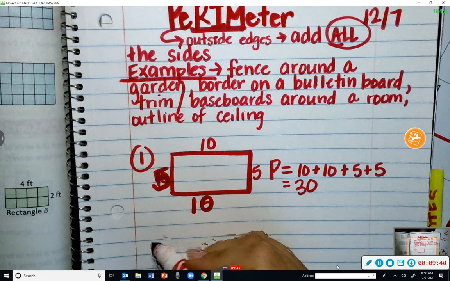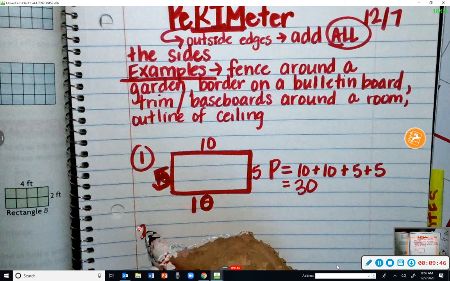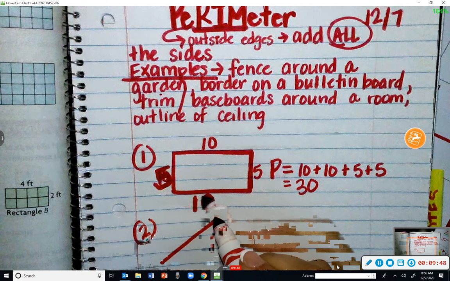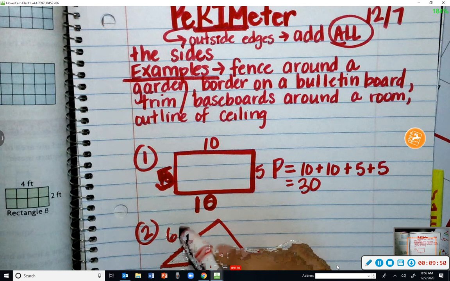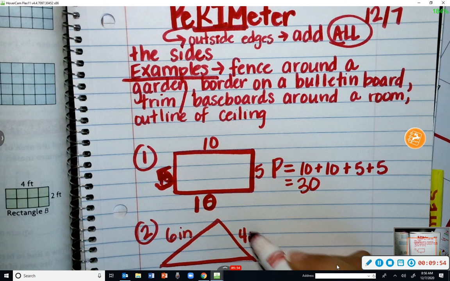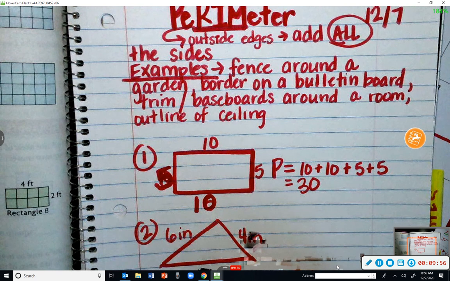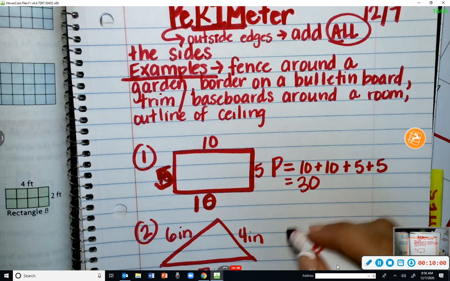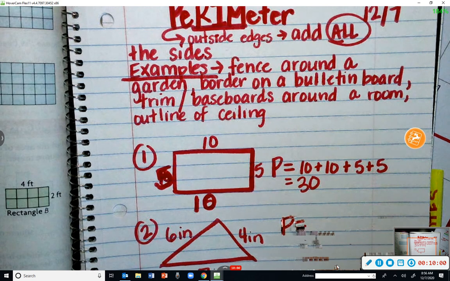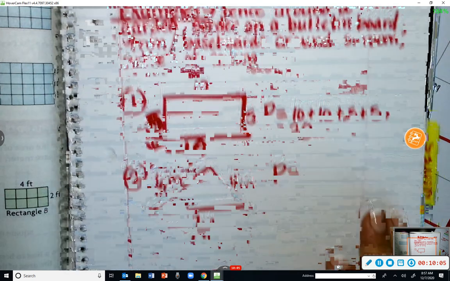Okay, let's do another example. So a second one, if I have a triangle, 6 inches, 4 inches, 7 inches. What would I do to find the perimeter of this triangle? Let's put it up a little bit. What would I do?